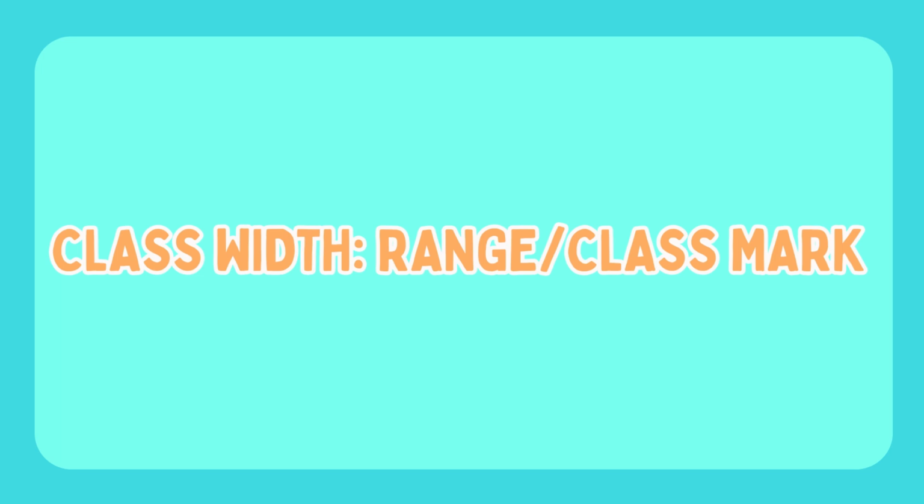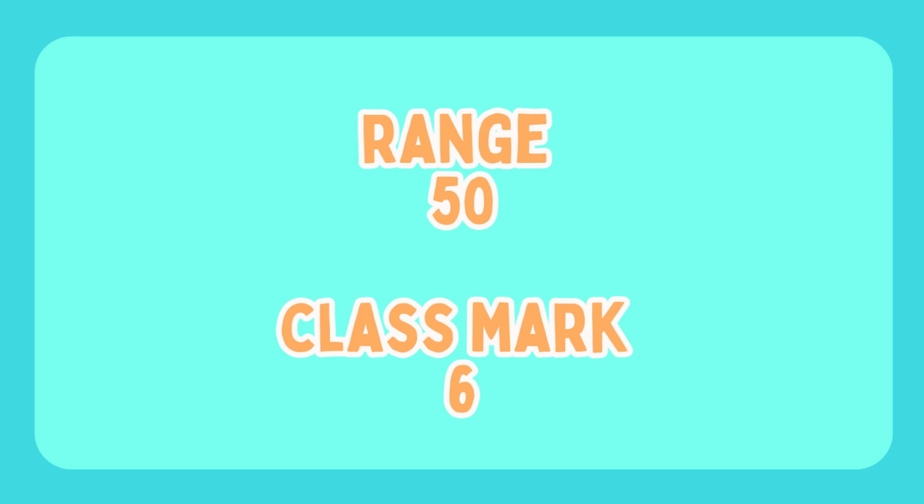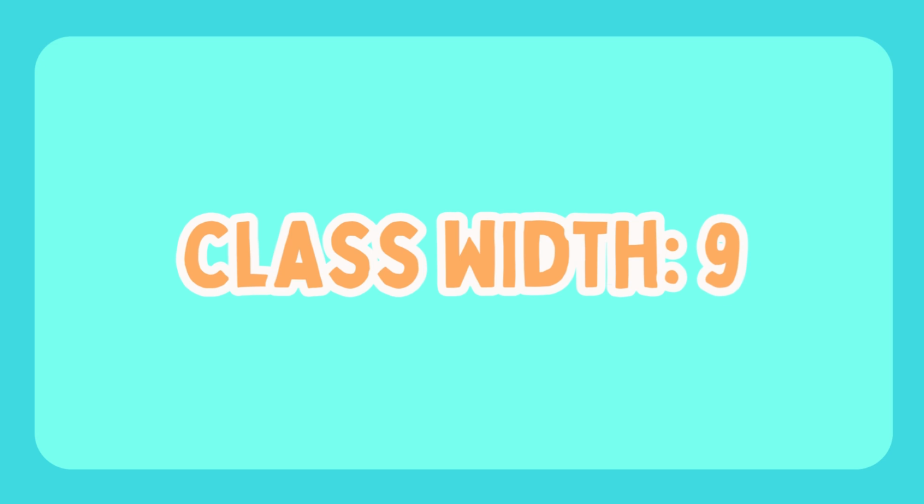So our next step is to determine the class width. We calculate the class width using the formula: class width is equal to range over class mark. Then we're going to round up to a convenient number. Our range is 50 and our class mark is 6. So we have 50 over 6 is equal to 8.33 or 9. Therefore, our class width is equal to 9.